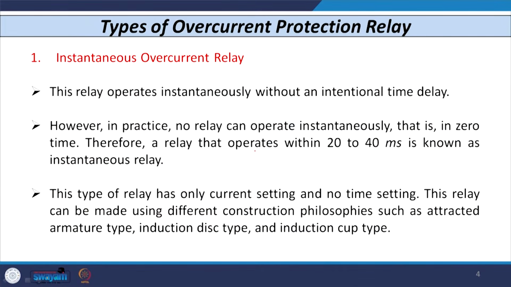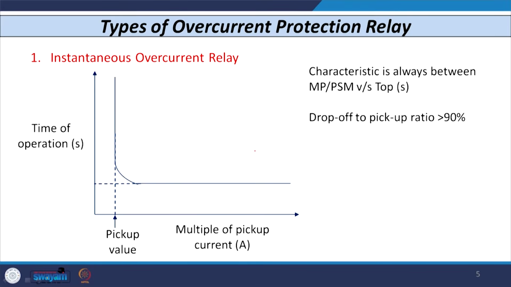This type of relay has only one setting; it has no time setting because it operates instantaneously. If the current exceeds the plug setting or pickup value, then the relay operates instantaneously, and there is no time involved in that. This relay can be made by different construction philosophies such as attracted armature type, induction disc type, and induction cup type. Let us see the characteristic of the instantaneous overcurrent relay.